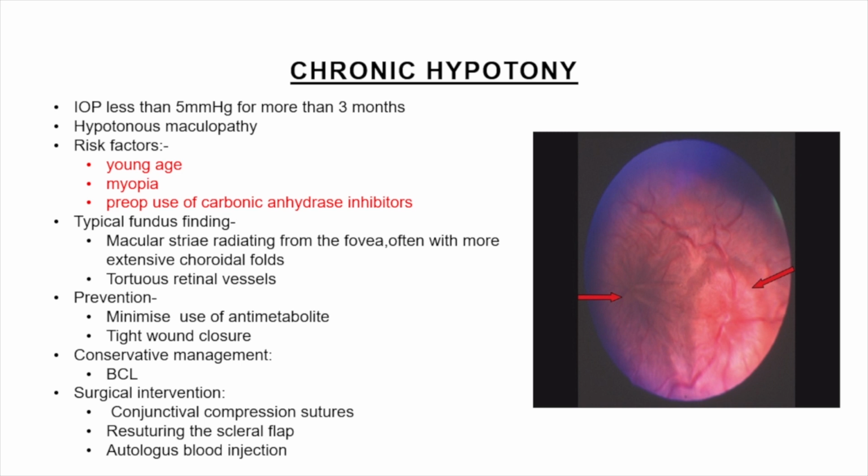The typical fundus finding is macular striae radiating from the fovea, often with one or more extensive choroidal folds, with tortuous retinal blood vessels. Prevention can be done by using a minimal use of the antimetabolites as well as a tight wound closure. The conservative management is using a bandage contact lens, while for surgical intervention, we can do conjunctival compression sutures, resuturing of the scleral flap, and an autologous blood injection.